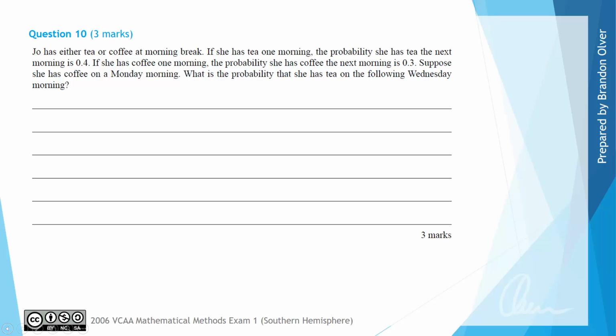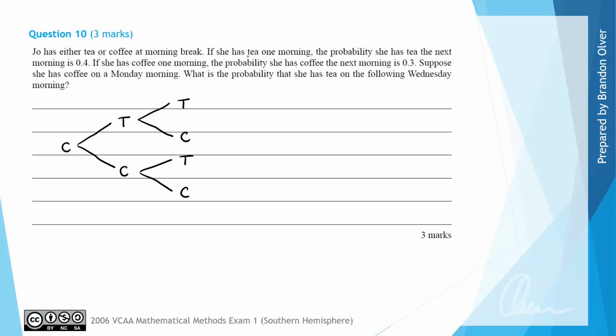So to set this question up, we're going to use a tree diagram. We know that she starts with a coffee on Monday morning. And after that, she can have either tea or coffee on the Tuesday. And then following this, she could have a tea or a coffee on the Wednesday, or following that she could have a tea or a coffee.